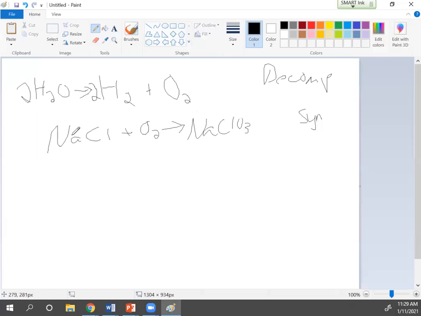And to balance this, it would be 2, 3, 2. So just know when you have a metal chloride plus oxygen, it's going to make the chlorate, not the chloride. Next one.